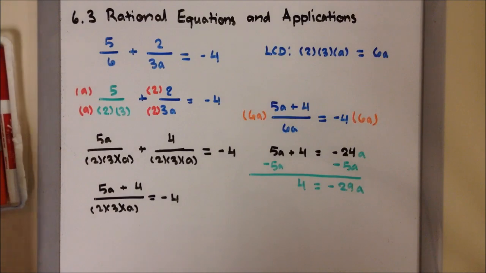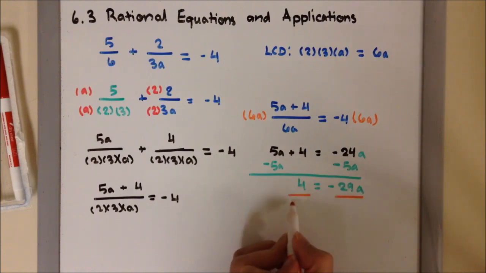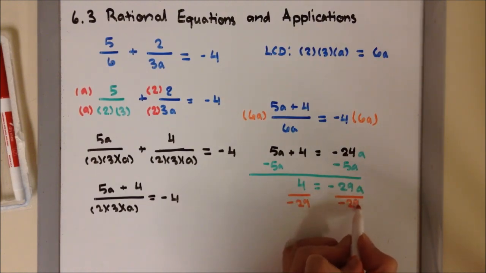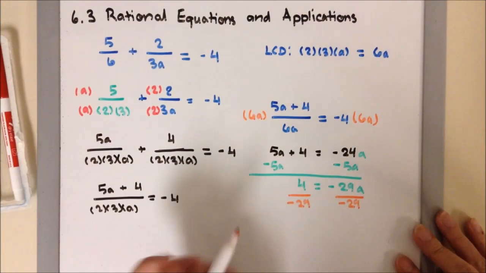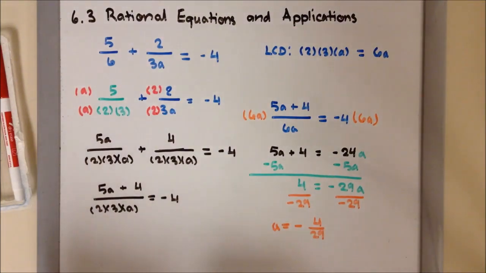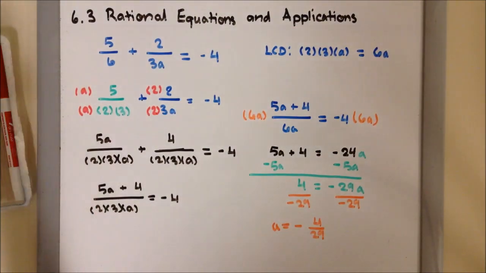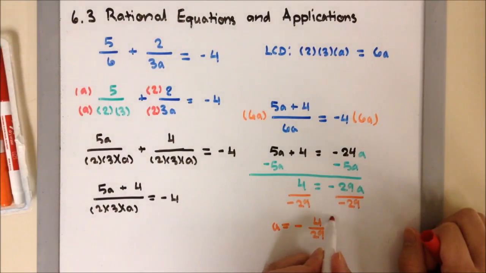And then to solve for a, divide both sides by negative 29. So my answer for this will be a equals negative 4 over 29. Excuse me, I mean, negative 4 over 29. And this will be our final answer.